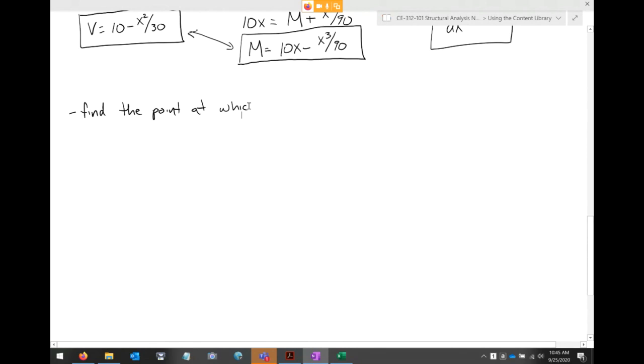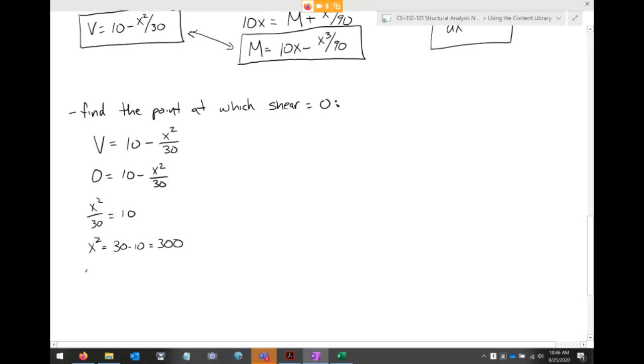I'm sorry. Find the point at which shear equals zero. So we have this expression V, which is 10 minus X squared over 30. Okay. So we don't need to break out Excel. What we can do is just set this equal to zero and solve for X. So what happens if we solve for X? Let's take this expression. Let's add the X squared over 30 to the other side, so X squared over 30 equals 10. X squared equals 30 times 10, which is 300. So therefore, X is the square root of 300. What is the square root of 300?